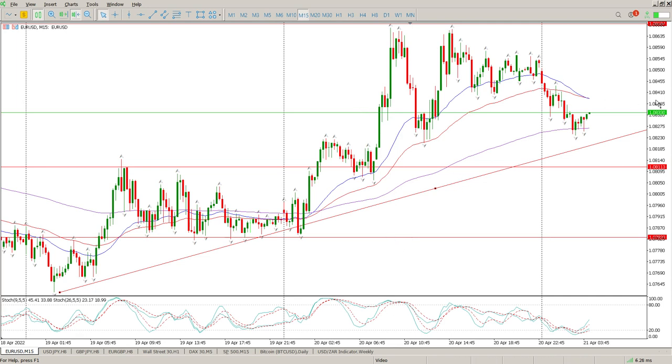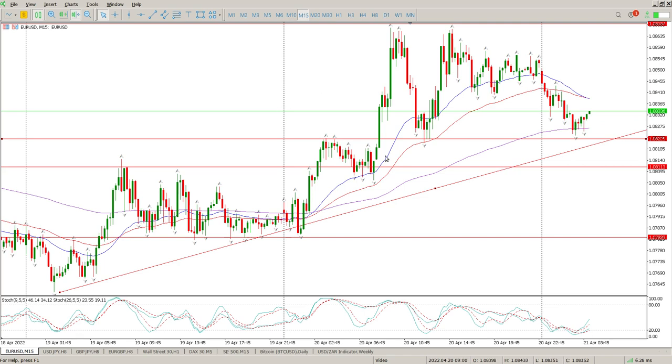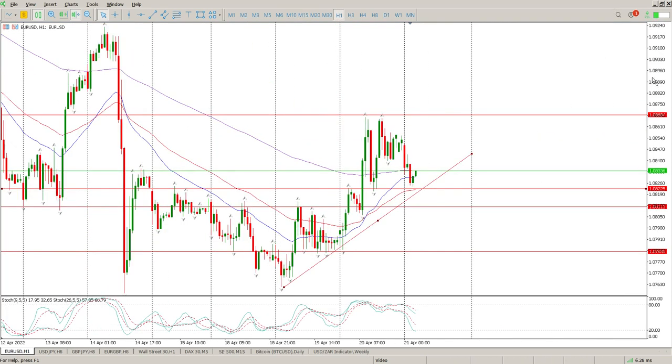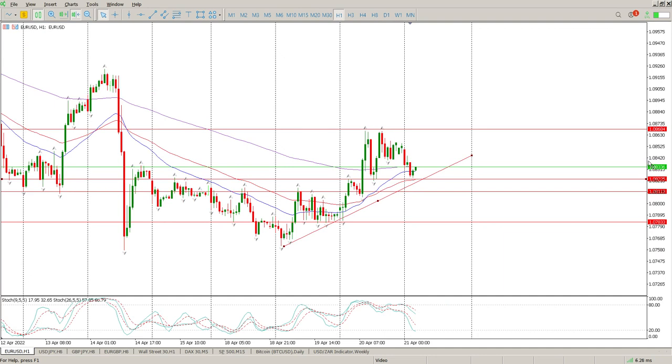Just switching back to what's happening at the moment, I suspect you should be looking for some structure. There is a bit of a gap here, so don't be too surprised if we pull back to this area at 108.113, just to close the gap, and then make another attempt to move higher. So pay attention to what happens in the early session this morning, because it could be another sign of a little bit more dollar weakness at the moment.